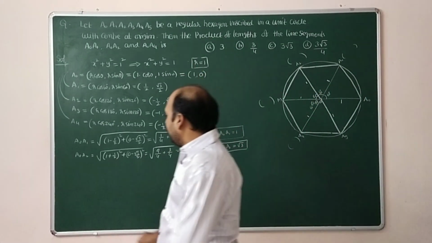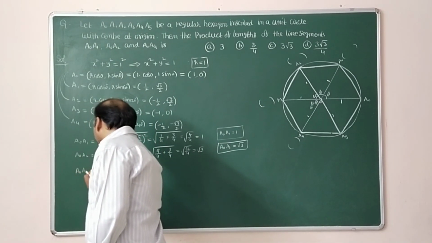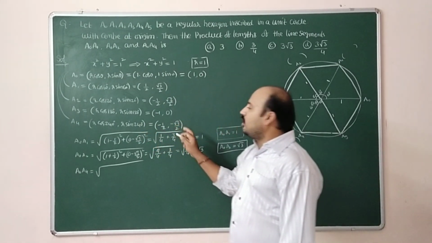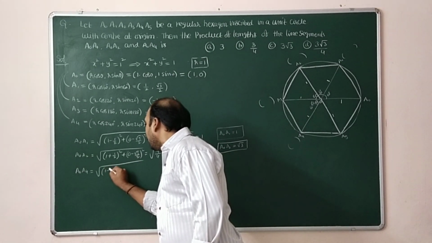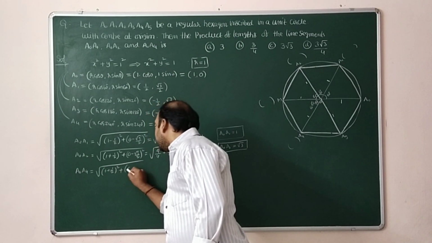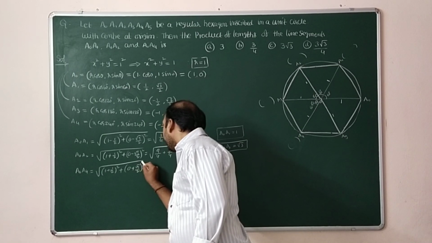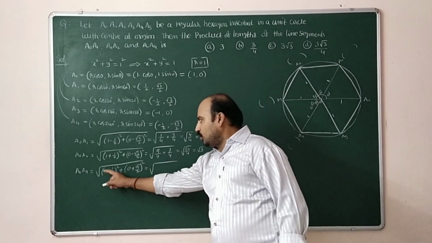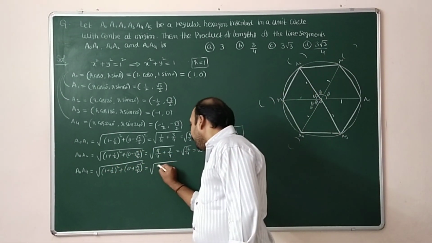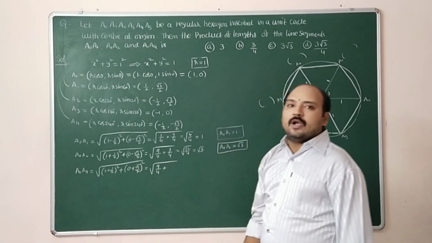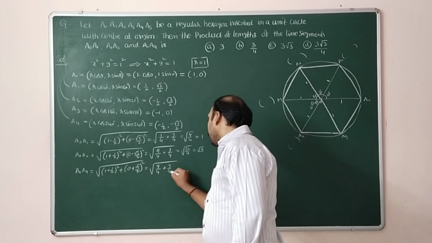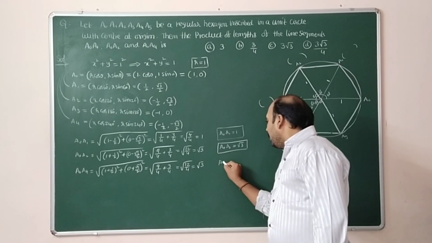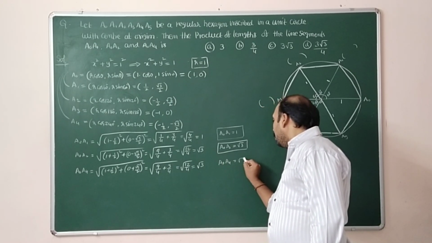Next, they are asking A0A4. So the distance between 1 comma 0 and minus 1 by 2 comma minus root 3 by 2. 1 minus of minus 1 by 2, that is 1 plus 1 by 2 whole square, plus 0 minus of minus root 3 by 2 whole square. So (1 plus 1 by 2) whole square is 9 by 4. Why? Because 2 plus 1 is 3, 3 by 2 whole square, 9 by 4. Root 3 by 2 whole square, 3 by 4. Root 12 by 4, root 3. Therefore, A0A4 is equal to root 3.